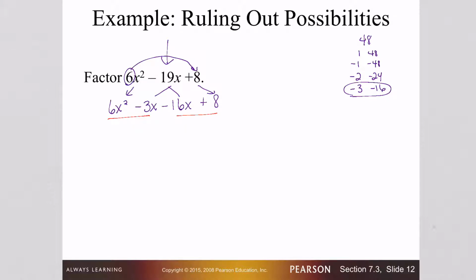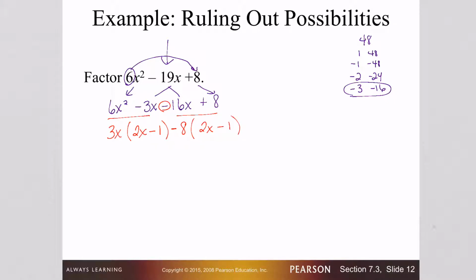So what do 6x squared minus 3x have in common? They both have a 3x. So what times 3x would give you 6x squared? 2x. What times 3x would give you a negative 3x? Negative 1. Now remember, since this is a minus, I'm going to bring down a minus. What does 16x and 8 have in common? They have an 8 in common. What times negative 8 would give you a negative 16x? 2x. What times negative 8 would give you a positive 8? Minus 1.